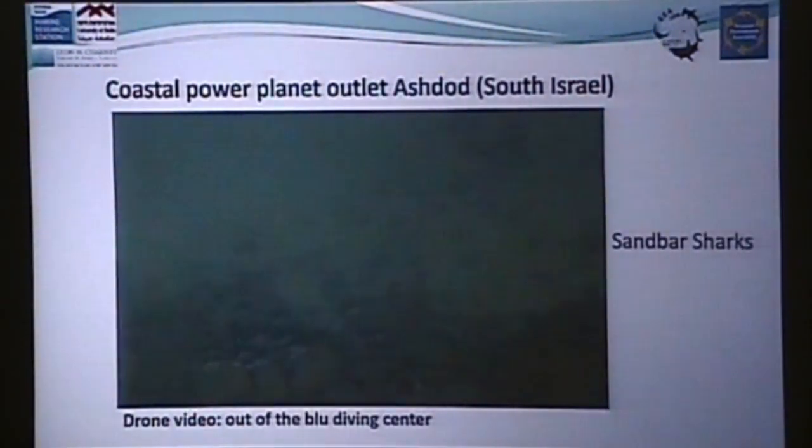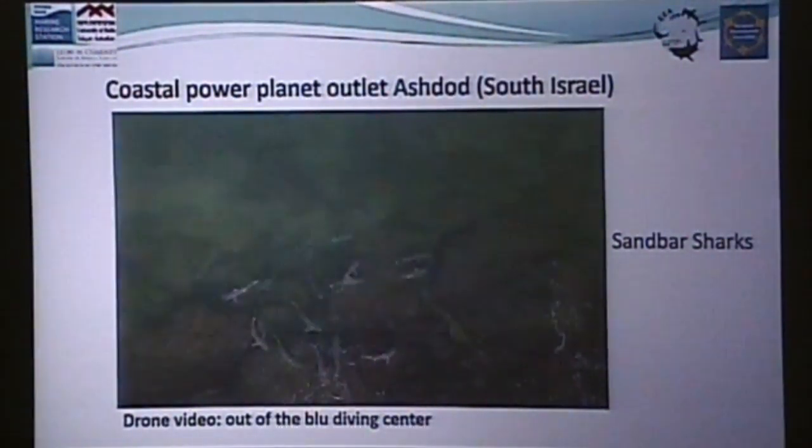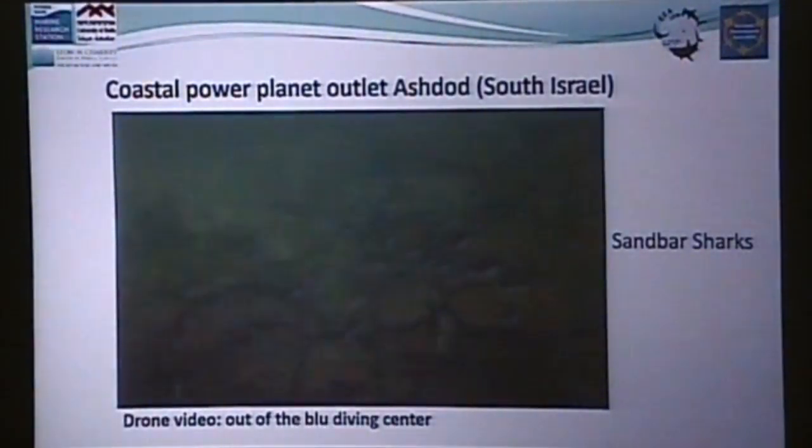This is another aggregation, very coastal as you can see, again in Ashdod, at the outlet of the electricity power plant. It is apparently only sandbar sharks. We still haven't done any tagging there. And as you can see, there is a very large aggregation there. The water there is not as warm. It is only 19 degrees, and the surrounding temperature at the time is about 17. It is a late winter, early spring aggregation. It's quite short in period of time.